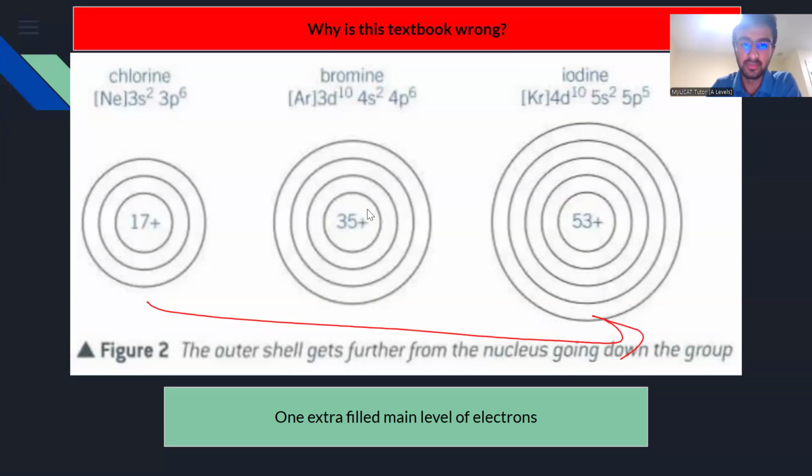What's the problem here? Yeah, it's given as S2P6, and clearly it has to be S2P5. They all have 7 in their outer shell. So if you do have this textbook, make sure you don't remember that wrong. It's always going to be S2P5.